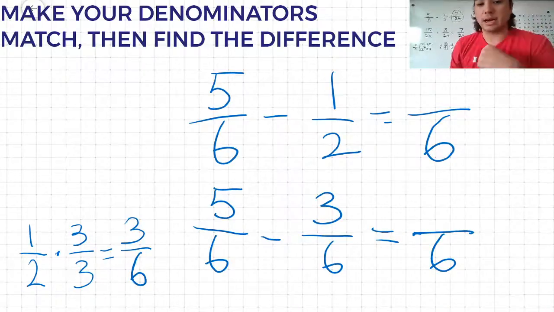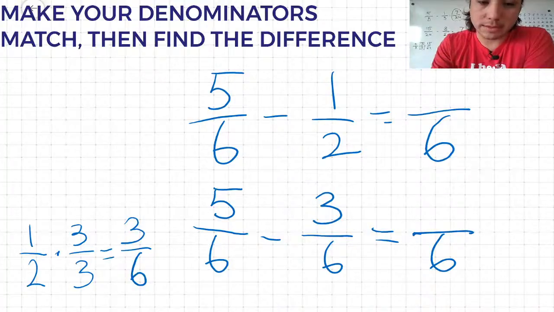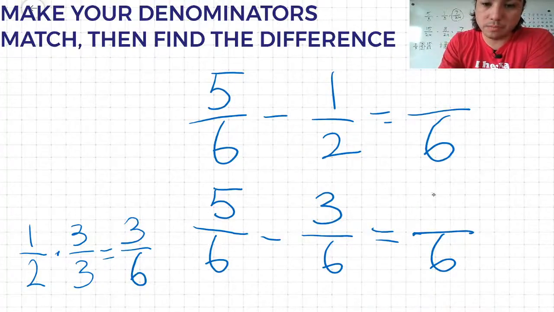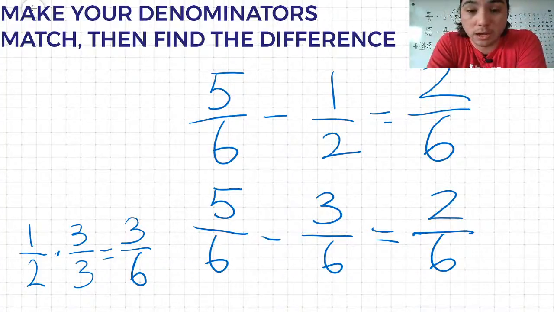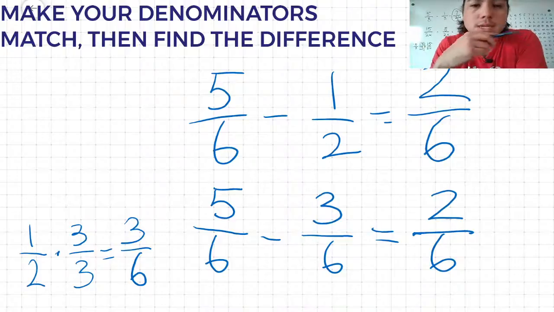We've already got our denominators in, so subtract the numerators. 5 minus 3 equals 2. So we end up with 2/6. And some of you smart cookies might be going, can't you reduce 2/6?